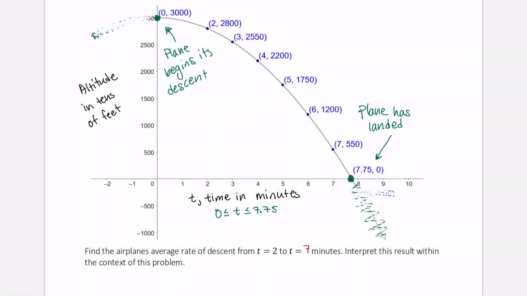Welcome. Now here we have this model, A of t, which represents the descent of an airplane. t is measured in minutes. And in the last video, we worked out a domain here. The altitude along the vertical axis is measured in tens of feet. We've labeled where the plane begins its descent and where it has landed, and modified our model to only focus on the descent of the plane.